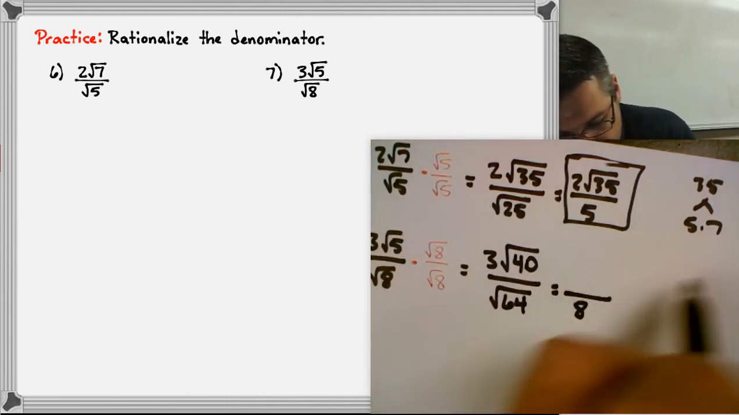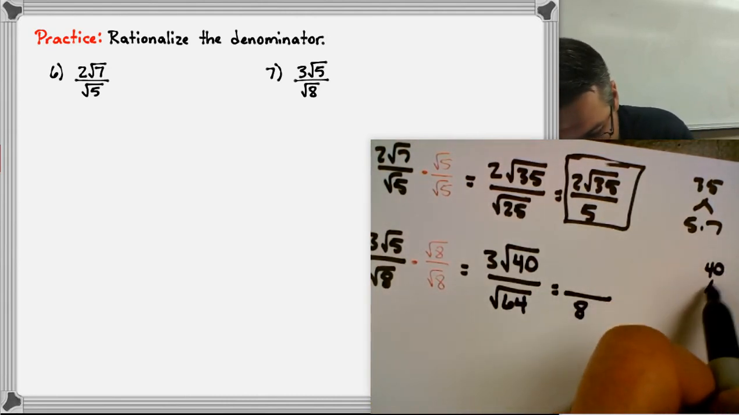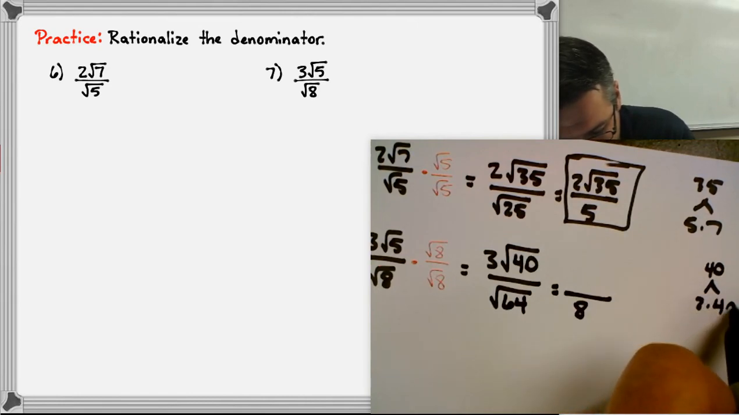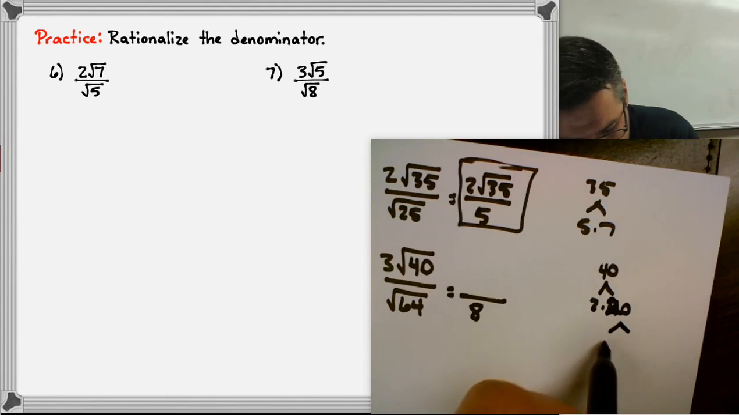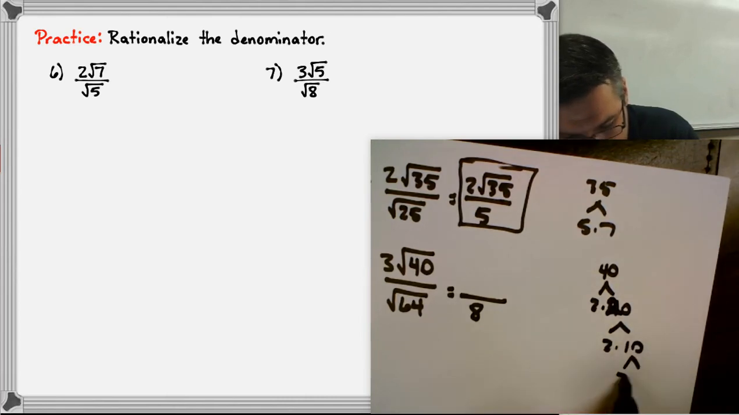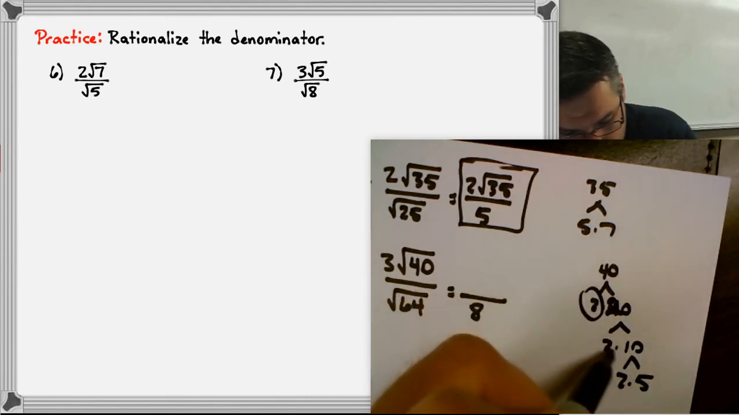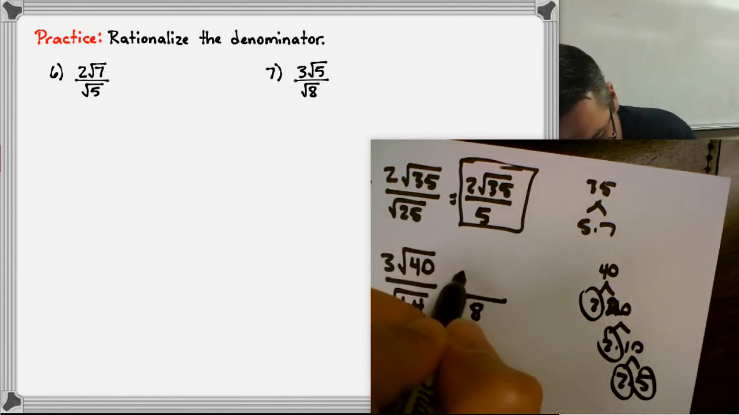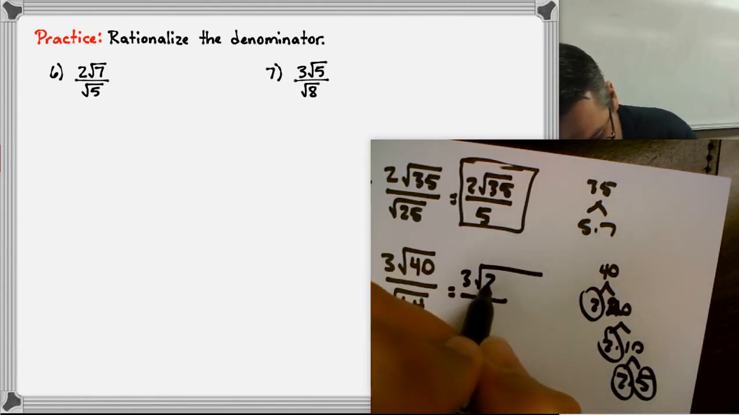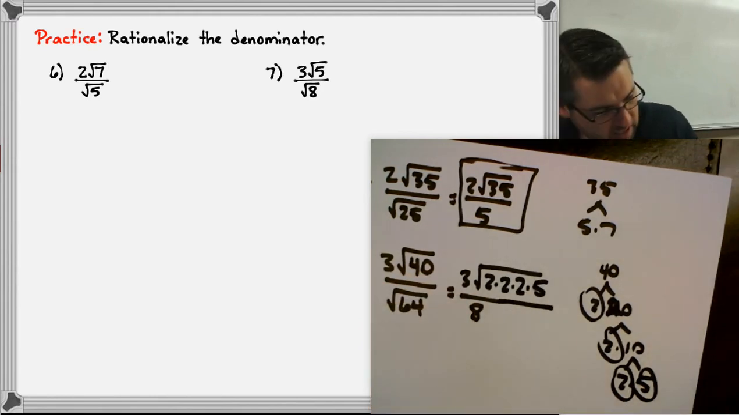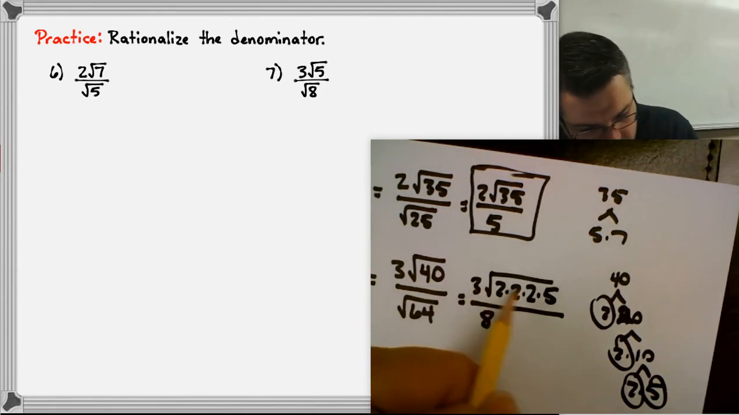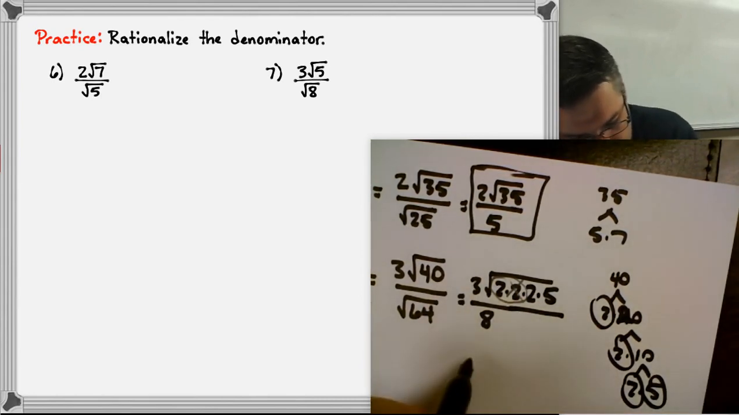And then the 40, that actually does factor: 2 times 40, 2 times 20, 2 times 10, and 2 times 5. Those are all prime now. And so we end up with 3 square root of 2 times 2 times 2 times 5. And then now we can simplify by circling a pair of 2's. Remember, 1 goes out, 1 stays in.